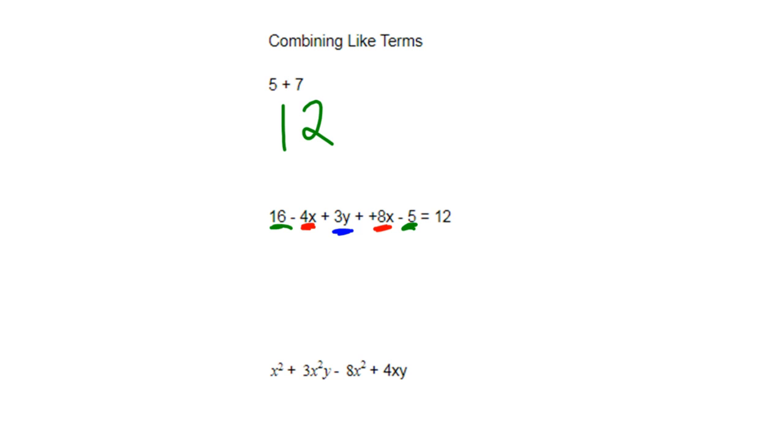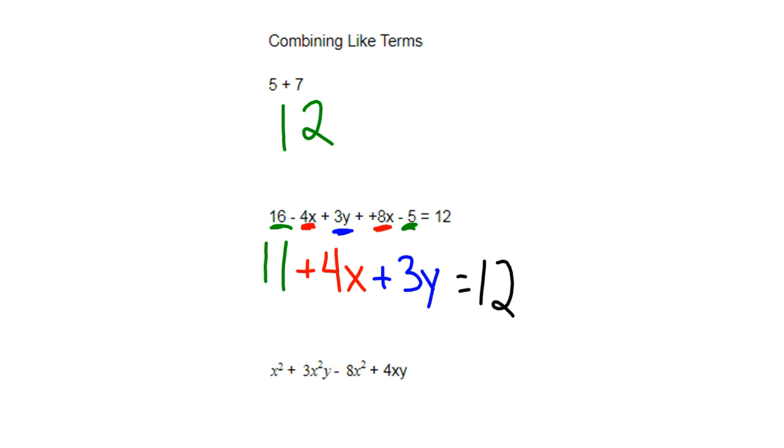If I look here, let's start with the constants first. I'll do 16 and negative 5. That gives me 11. We'll do my x's next. I've got negative 4x and 8x gives me positive 4x. And then that 3y, I've got nothing to combine it with, so that just stays as 3y. And the rest of my equation I can pull down, put my equals 12 in there. This is as simplified as we can get with our like terms. We've got to keep the constants separate from my x terms, which are separate from my y terms.